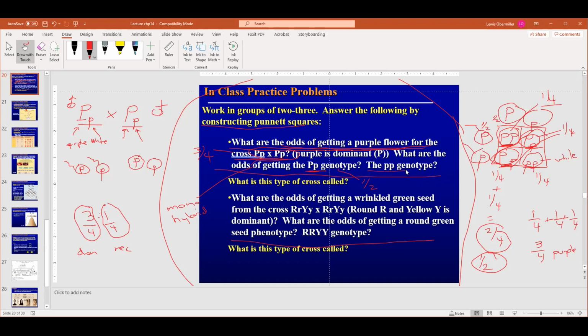What's the odds of getting the little p genotype? Well, there's only one way to get it, which is here, and that happens 1/4 of the time. So the answer to this is 1/4.